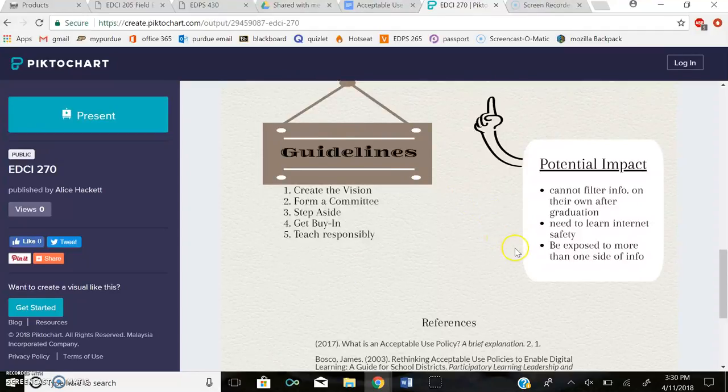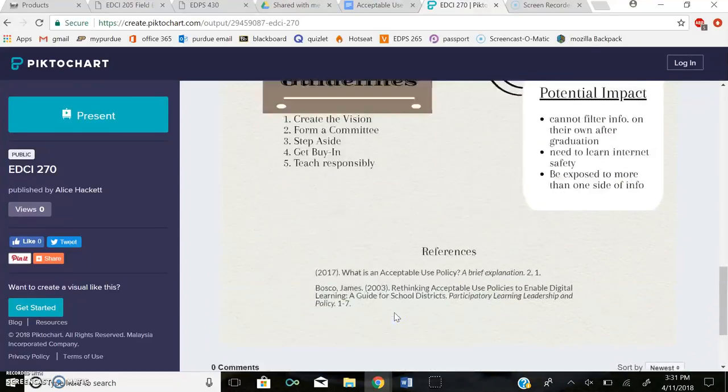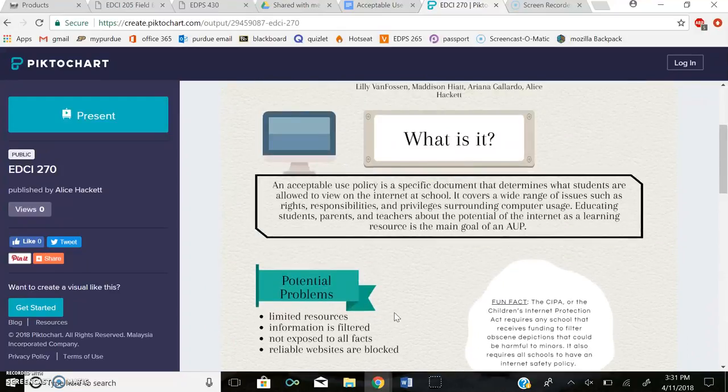The last thing we have here is potential impact. If students are never exposed to everything on the internet, they will never know how to filter out information on their own when they graduate. They need to learn how to use the internet safely on their own instead of only seeing certain websites. And down here are our references that we used, and this is our case 5.